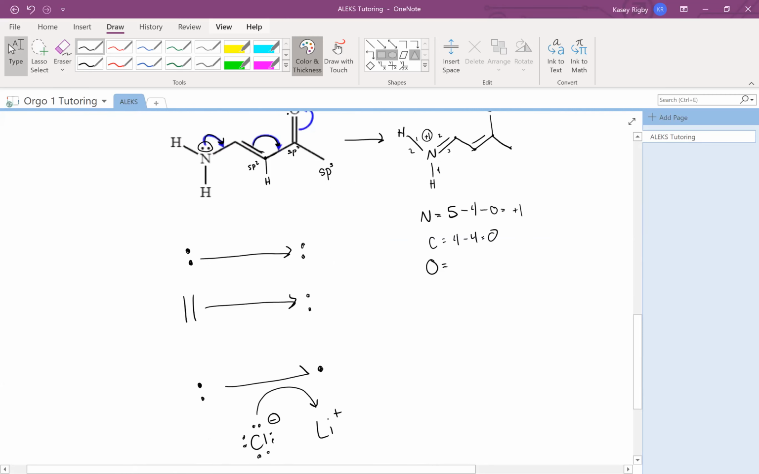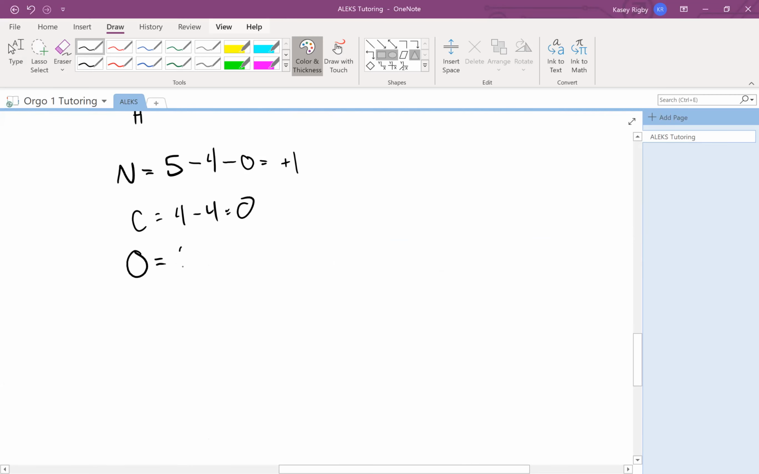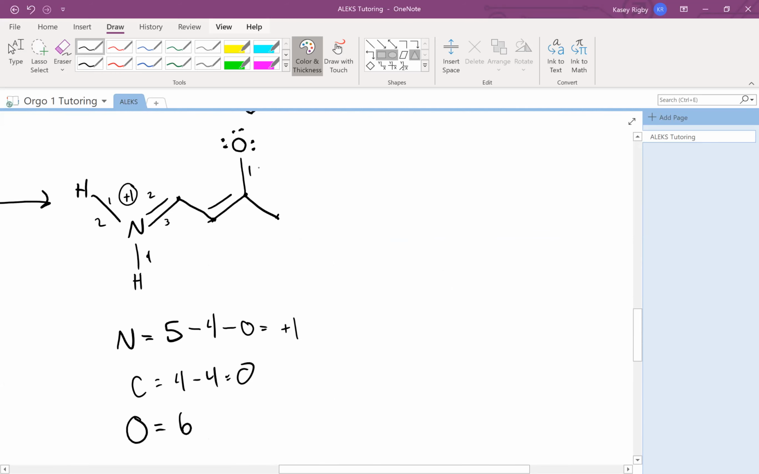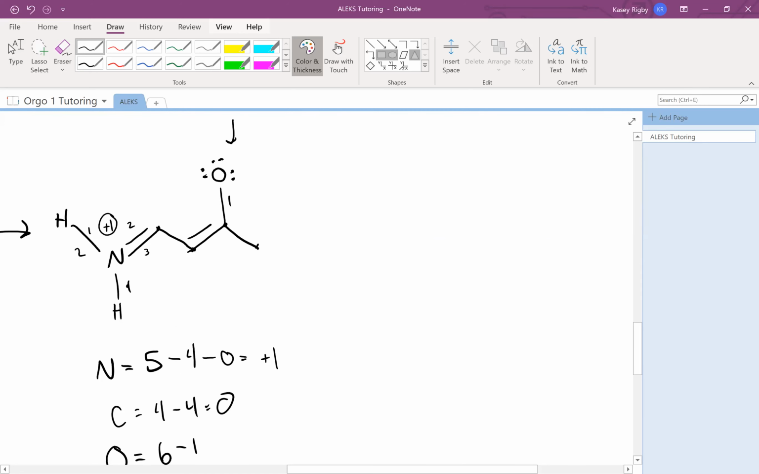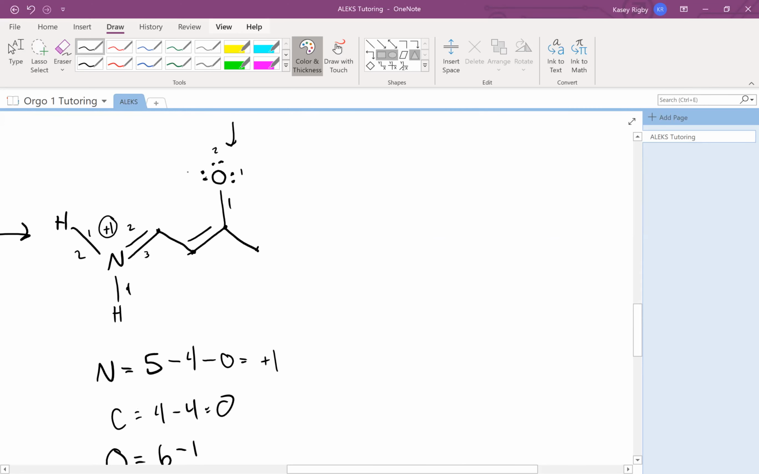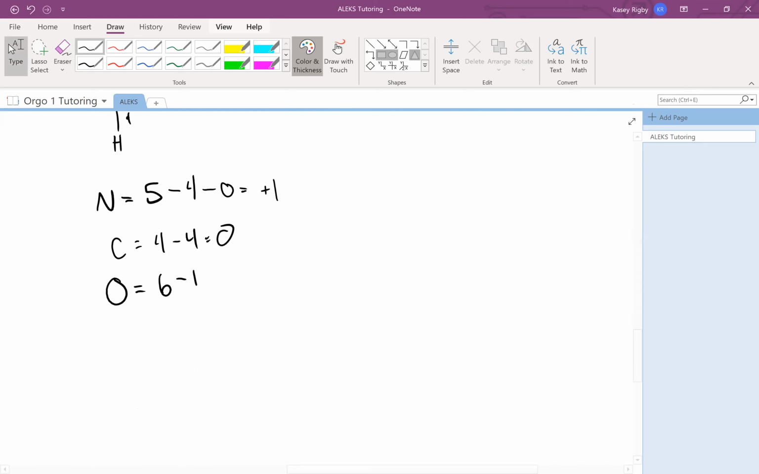Okay, so oxygen has 6. And so we can see here it has 1 bond, and then 1, 2, 3 lone pairs, which means it has 6 electrons in lone pairs. So that means that its formal charge is -1.